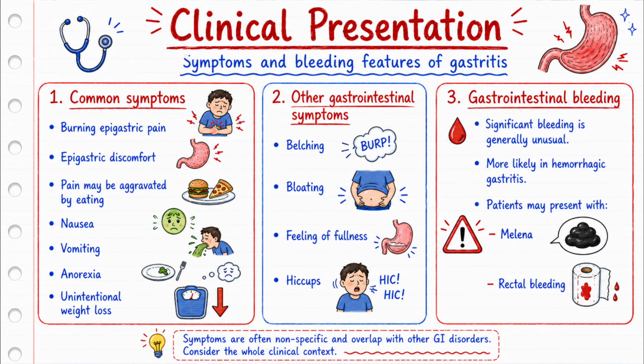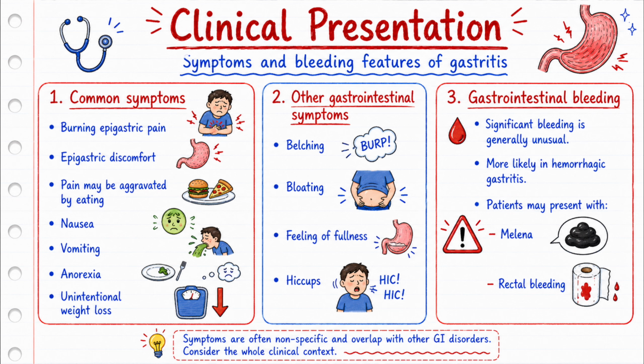Once this mucosal injury develops, patients may present with a variety of symptoms. Common symptoms include burning or aching epigastric pain, upper abdominal discomfort, nausea, vomiting, decreased appetite, and sometimes unintentional weight loss. Patients may also report belching, abdominal bloating, early satiety, or a feeling of fullness after eating. In some cases, eating may worsen the discomfort. However, these symptoms are not specific to gastritis and may overlap with several other gastrointestinal disorders.